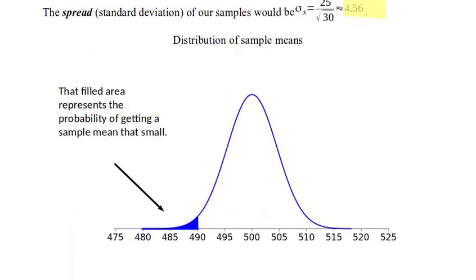So let's look at this distribution. So here is a normal curve with a mean at 500 and a standard deviation of about 4.5 days. And we had a sample mean of 490. And so we asked the question, what's the probability of getting a mean of a sample of 30 that is at least as extreme as 490? So that's the area shaded to the left away from the mean from 490.